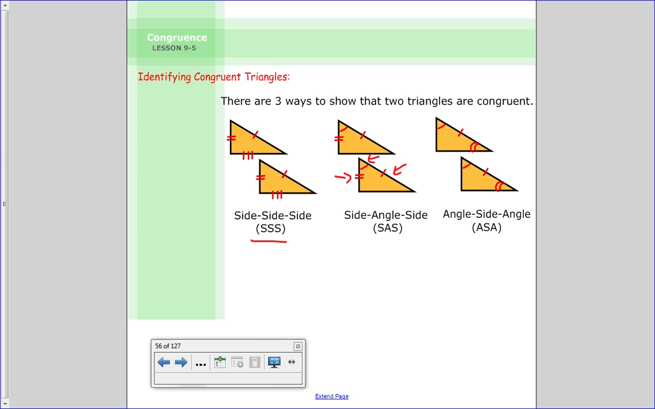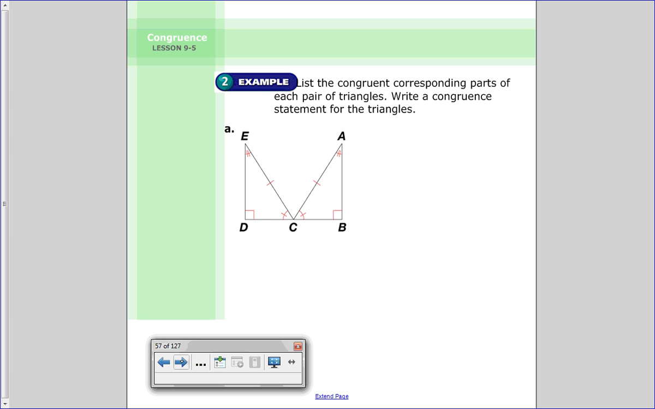And then finally, we have angle side angle. So if they have two angles and one side in common or that are congruent, we use that way, angle side angle. So you'll see what I mean now. List the congruent corresponding parts of each pair of triangles. Then you write a congruent statement for the triangles.